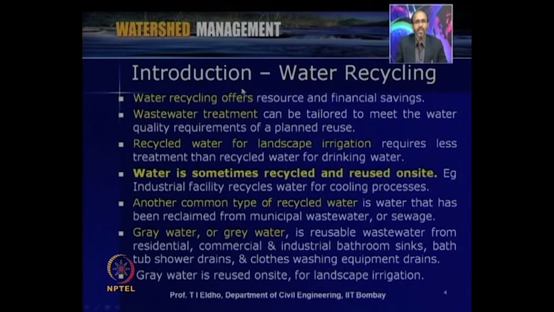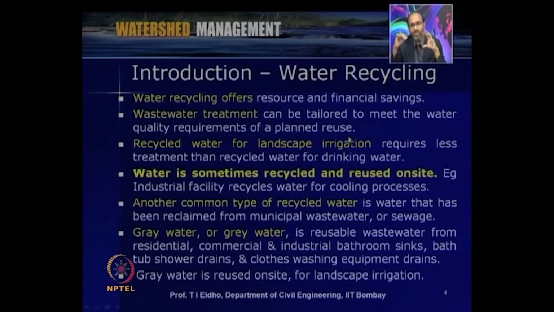When we critically analyze water recycling, it offers water as a resource, and we can obtain a lot of financial savings through it. The advantage is that wastewater treatment can be tailor-made to meet the water quality requirements of the planned reuse. For example, if we are going to use the wastewater for irrigation or agricultural purposes, we do not have to give complete treatment; a preliminary, primary or secondary treatment may be sufficient, depending upon the quality of the wastewater. Recycled water for landscape irrigation, for example, requires less treatment than recycled water for domestic or drinking purposes.